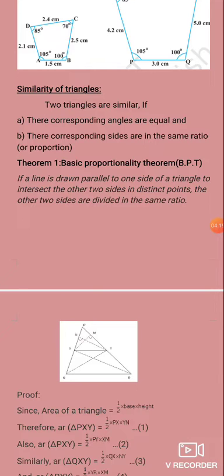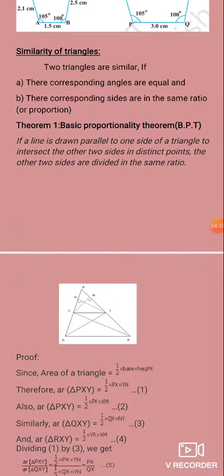Also, the area of triangle PXY is equal to half into PY into XM, since XM is perpendicular to the other side. Put equation number 2. Similarly, area of QXY is equal to half into base QX into YN, which is the perpendicular to the side PQ. The perpendicular is only one. Put equation number 3.